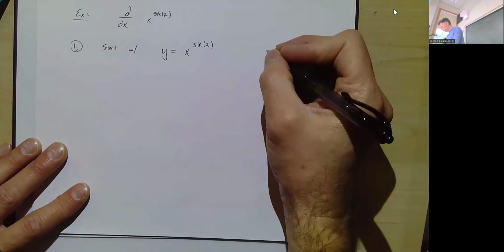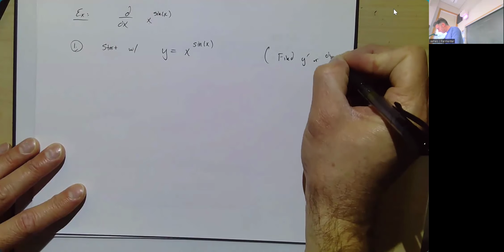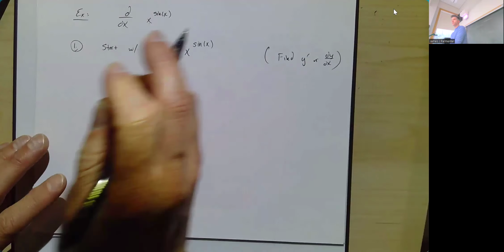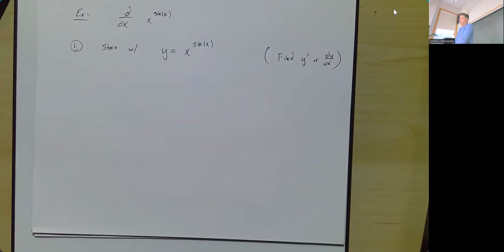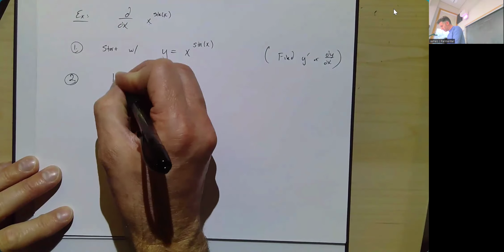Remind yourself that you're trying to find y prime or dy dx at the end of the day. If you're trying to find the derivative function, you say y is equal to the function, you're trying to find the derivative of y. And then, what do you think I'm going to do next? I have a variable in my exponent. What have I done before to get the variable out of the exponent? Right. I'm going to take the natural log of both sides. That's almost always what I'm going to do.